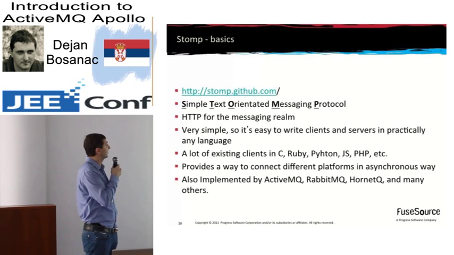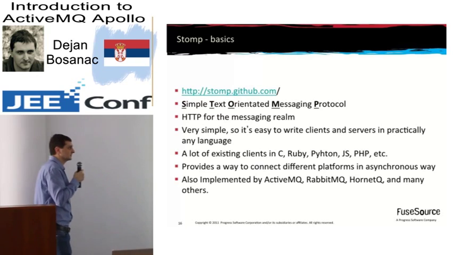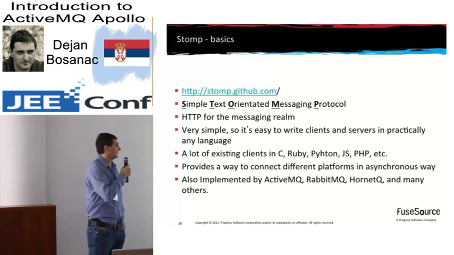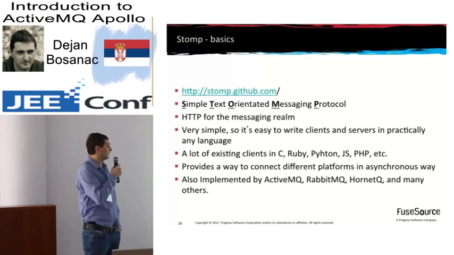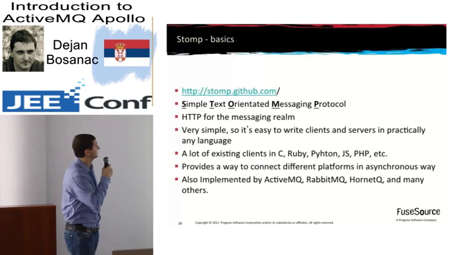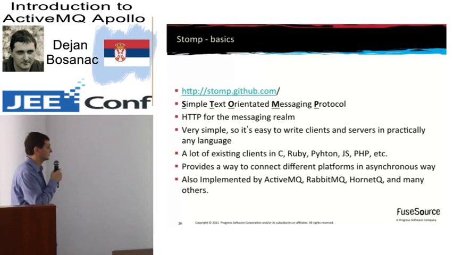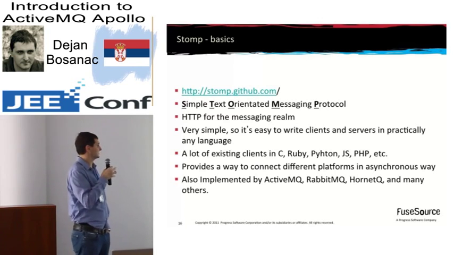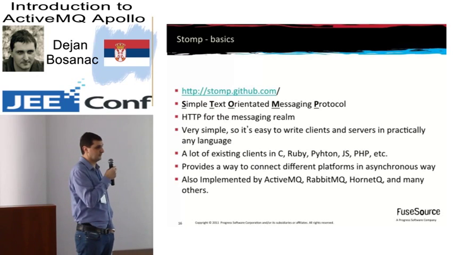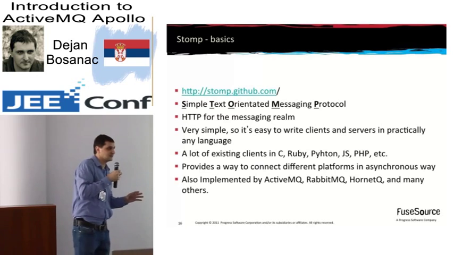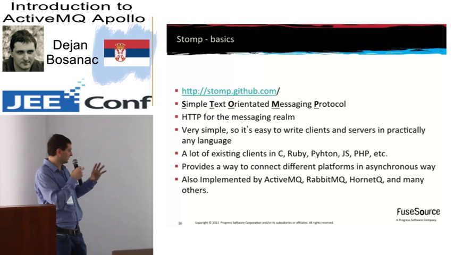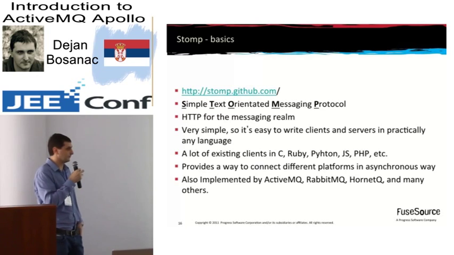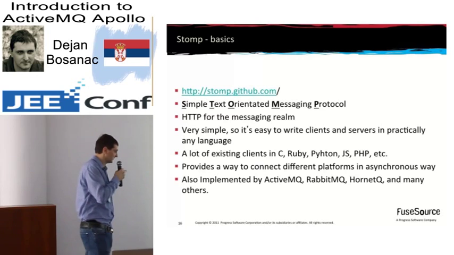So when we started working on Apollo, at the same time we started working on a new version of the Stomp protocol. Initially Apollo was just the first implementation of a broker which implements the Stomp 1.1 protocol. And in my opinion, Stomp is a very interesting protocol. It's a simple text-oriented messaging protocol, which is something we define as HTTP for the messaging realm. So it's very easy. It's all based on text packages, very much similar to HTTP, with get and put frames that are used.